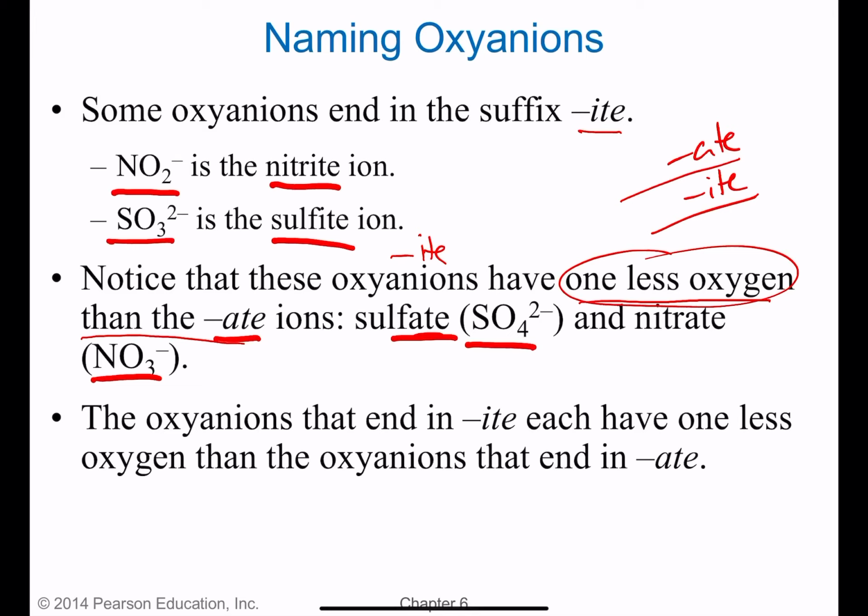So if the ate is like XO3 with a 2- charge, I'm just making up an example, then the ITE must be XO2 with a 2- charge. We just basically took away 1 oxygen. That's the pattern. So the names are not arbitrary. There is some sort of rhyme and reason to all this. So they have 1 less oxygen.